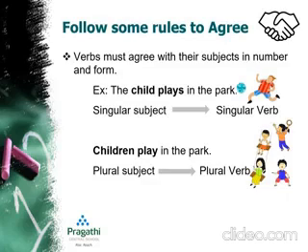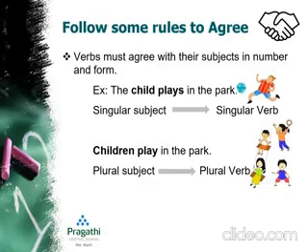For example, the child plays in the park. This is in simple present tense. If I have to make it in continuous tense, the child is playing in the park. It is a singular subject, one child. So we cannot say the child are playing. We cannot make it a plural verb. It should be a singular verb.